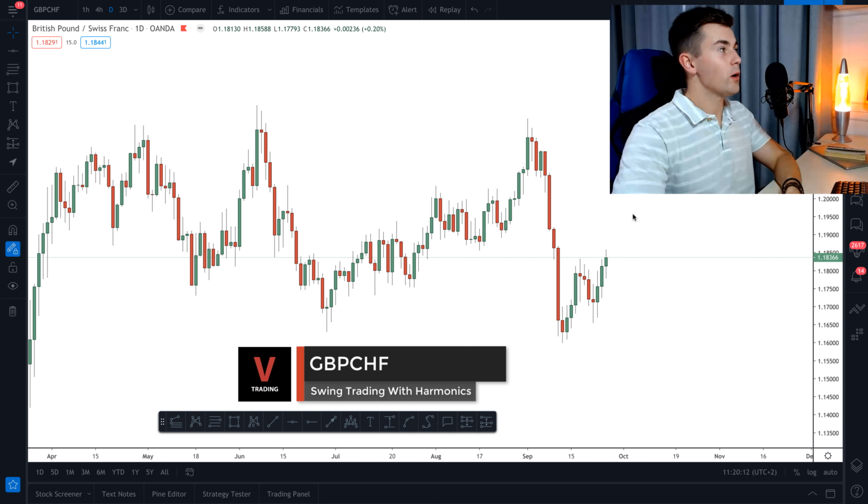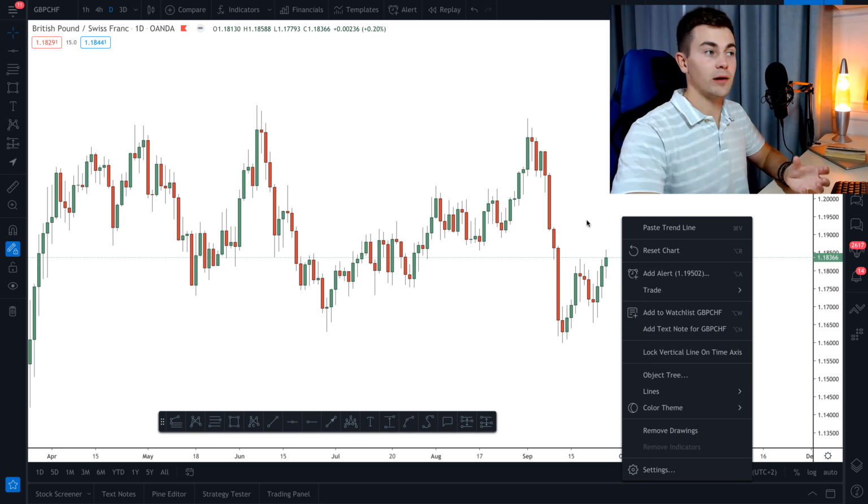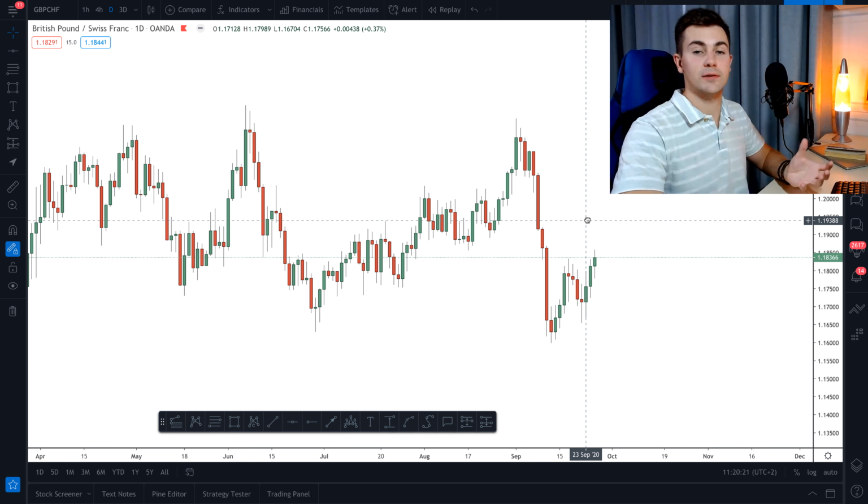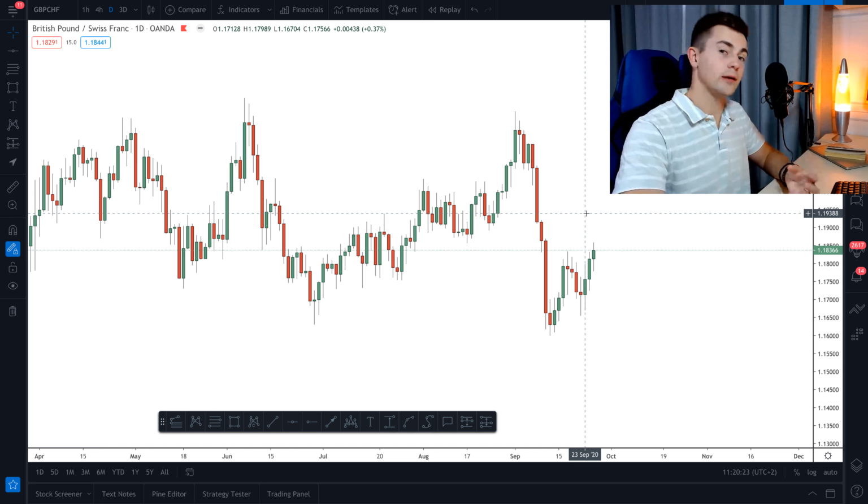Alright guys, so we are on the pound Swiss chart, and we're going to start the analysis with the daily time frame. If you trade technical analysis and try to master it, remember that the best way to analyze the chart is to start from the daily. The daily time frame tells you a lot about the market and its current state, and it is very important to pay attention to that.